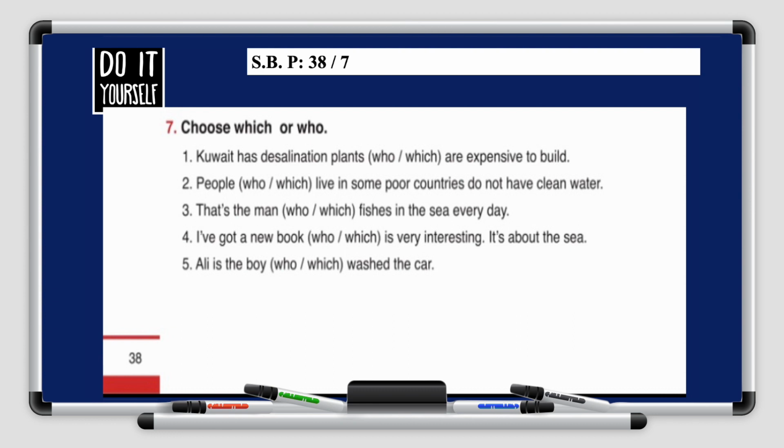5. Ali is the boy which washed the car. The boy. Ali is the boy. So people. What do we use for people? We use for people who. Ali is the boy who washed the car.